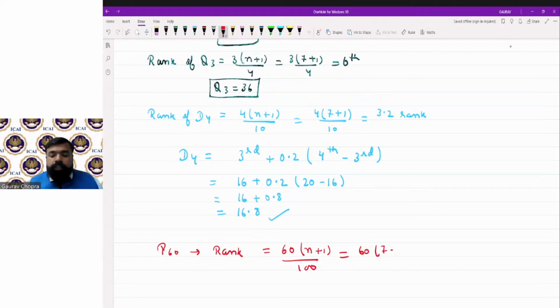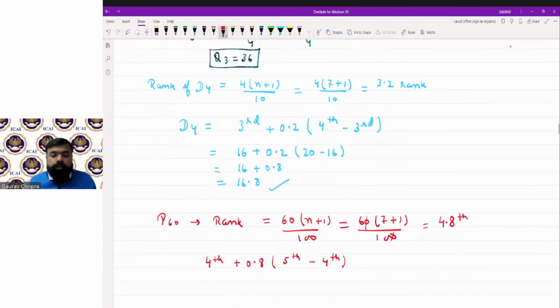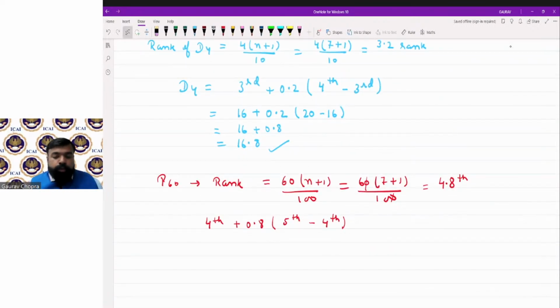So 60 is the rank. So we can split this as fourth plus 0.8. Now 4.8 is coming between fourth and fifth. So we will take fifth minus fourth, fifth rank minus fourth rank.